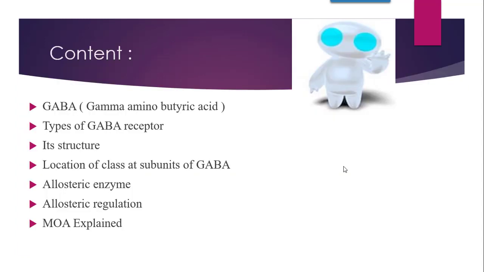Now the content covers, first, we are supposed to know the basic structure of GABA, that is gamma aminobutyric acid. What is its structure, where it is located, what are the subunits of GABA. Then, what do you mean by the concept of allosteric, what do you mean by an allosteric enzyme, what do you mean by allosteric regulation, and then we will jump to the mechanism of action.